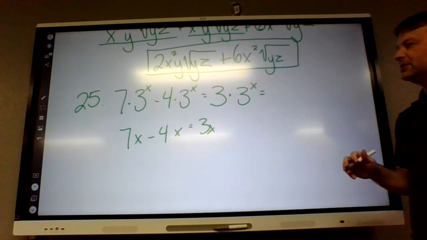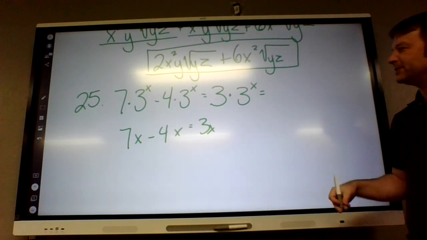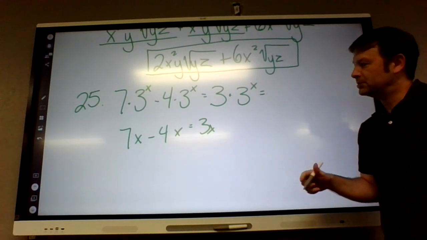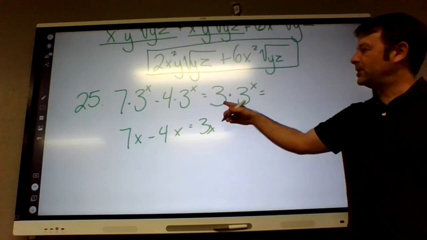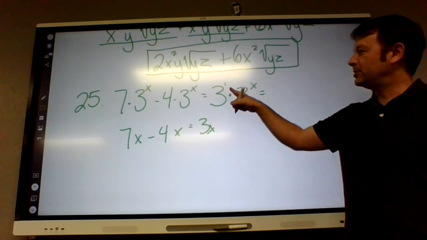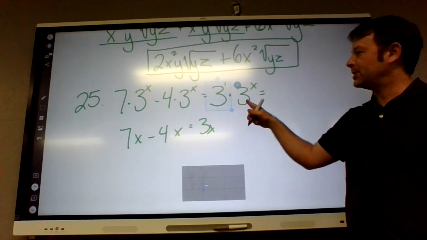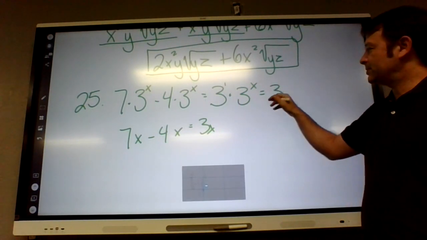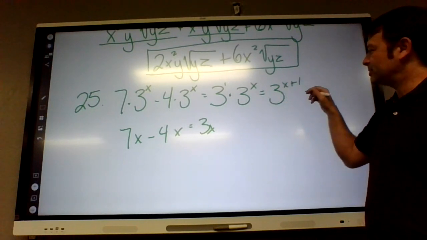Okay? Can we simplify that any? Well, hint, I wrote an equals down, so yes, we can. What's the exponent on this 3? 1. What do we do with the exponents when we're multiplying the same base? Add. So this is equal to 3 to the x plus 1.